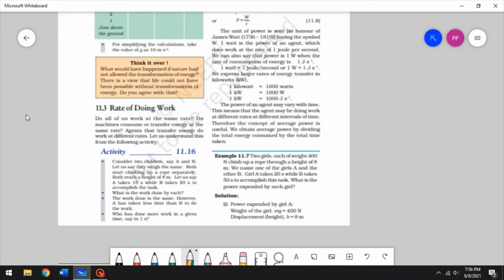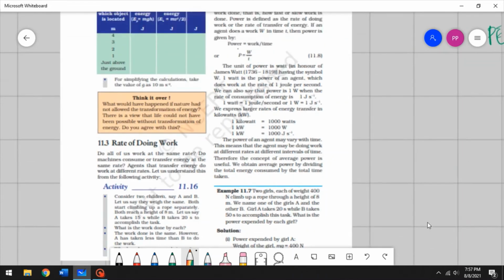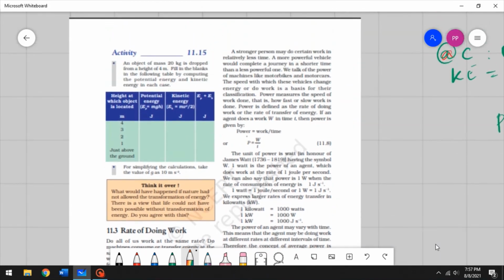Alright, so agents that transfer energy do work at different rates. So it's the agents that transfer energy that work at different rates, which causes a change in the rate of work done by different objects. Alright, so there is an activity that will help you understand the statement better. And then we reach a conclusion that just as a stronger person may do a certain work in a relatively less time, a more powerful vehicle would complete a journey in a shorter time than a less powerful one, right?